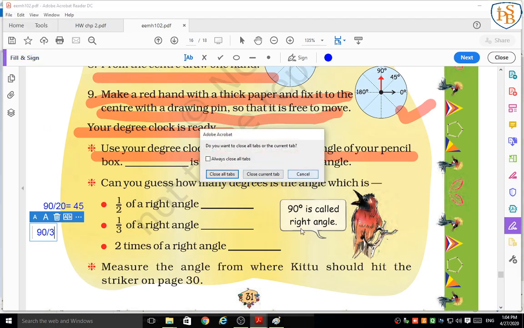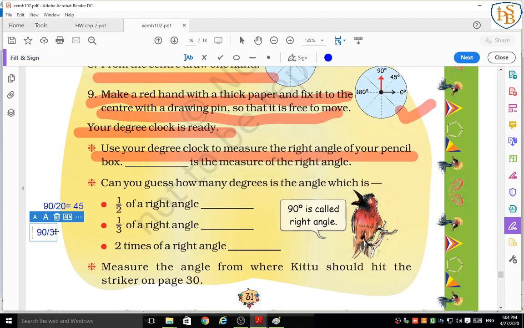1/3 means simply divided by 3. So 90 divided by 3 is equal to, the answer is, very good. Write down your answer. 30.